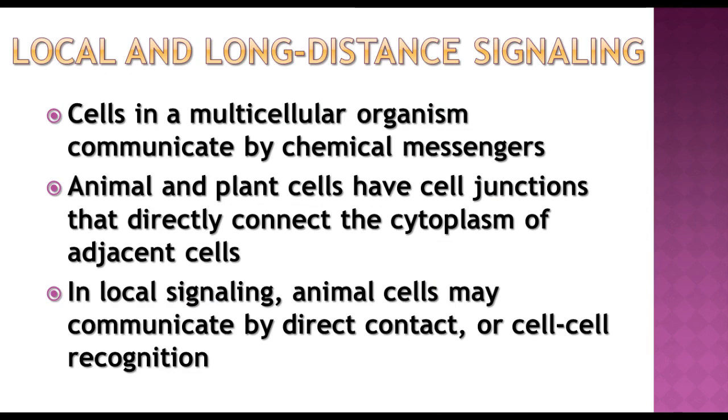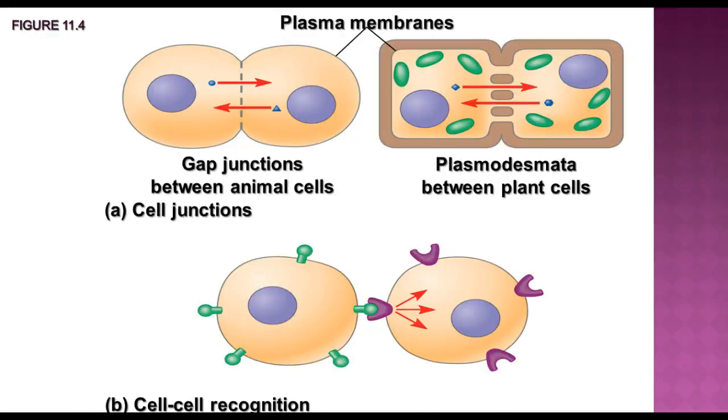In multicellular organisms, it is essential to communicate via chemical messengers from one part of the organism to another. There are various kinds of cell junctions, of course, in multicellular organisms like plants and animals that allow the cytoplasm of the adjacent cells to come in contact with each other. Localized signaling, then, we may have direct contact or cell-to-cell recognition from one cell to the next via gap junctions in animal cells or plasmodesmata in plant cells.